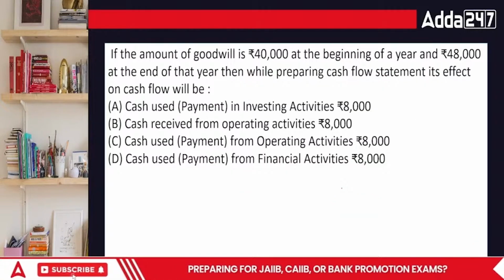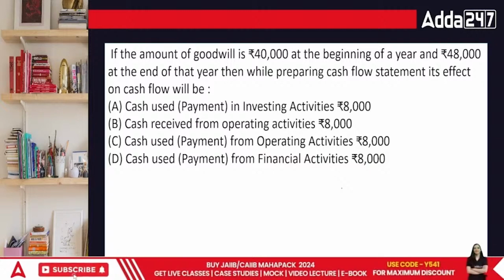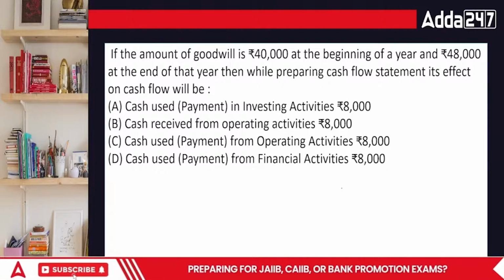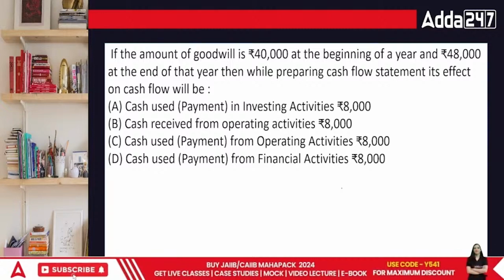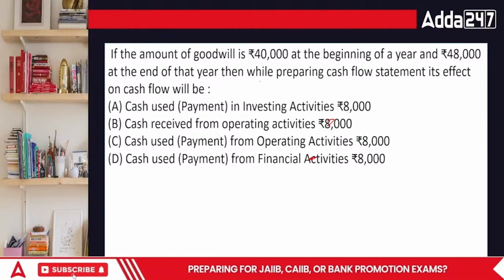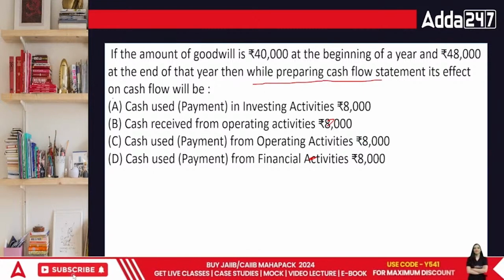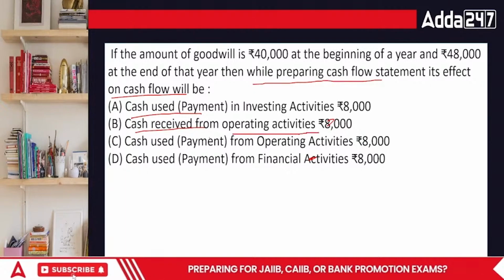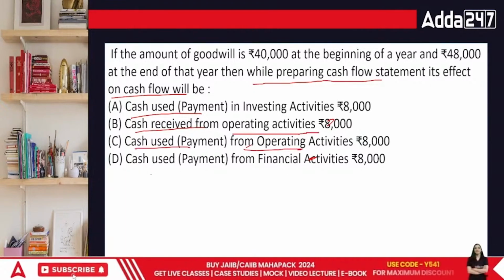Okay, here comes the next question, everyone. When we talk about this area, if the goodwill is 40,000 at the beginning of the year and 48,000 by the end of the year, that means while preparing the cash flow statement, its effect on cash flow will be: cash used, payment in investing activities; cash received from operating activities; cash used from operating; or cash used from financing activities. What's going to be the answer, everyone?